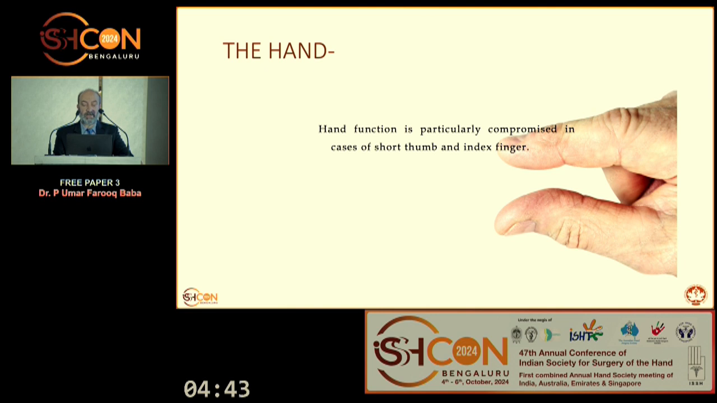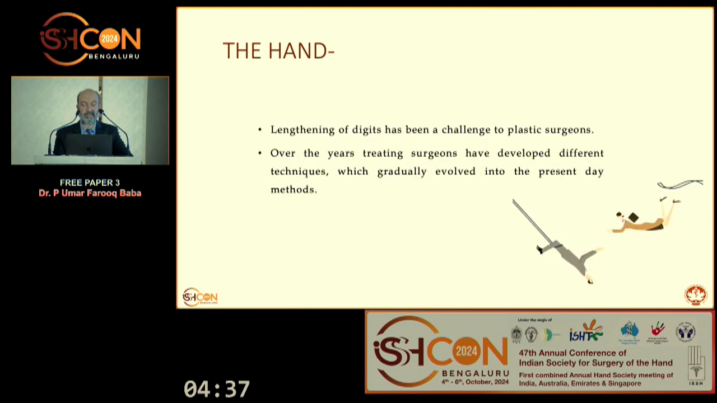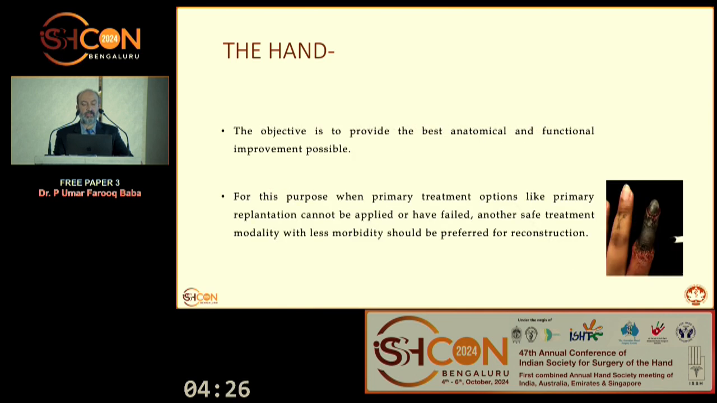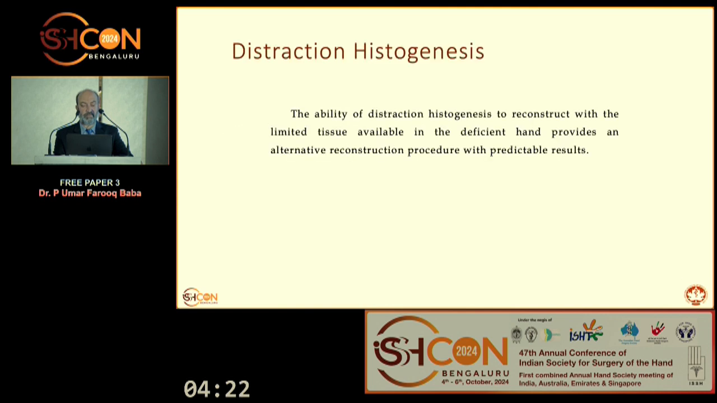Hand function is particularly compromised when there is a loss of length, especially in the case of a short thumb and index finger. So lengthening of digits has become a challenge to plastic surgeons, and over the years, treating surgeons have developed different techniques to achieve the goal. The goal is to provide the best anatomical and functional improvement possible. Distraction histogenesis has the ability to distract and reconstruct with the limited tissue available in the deficient hand.